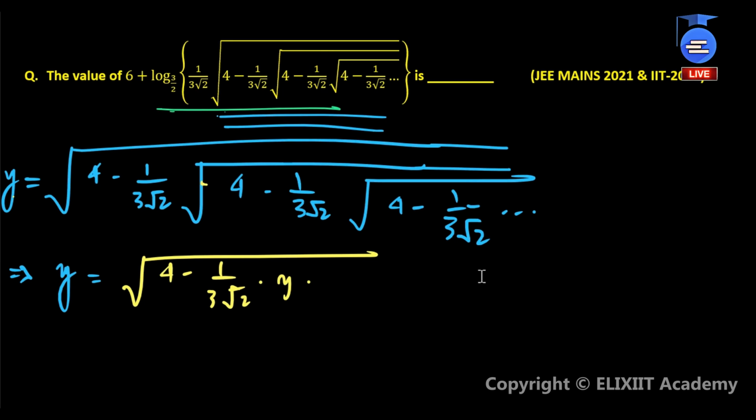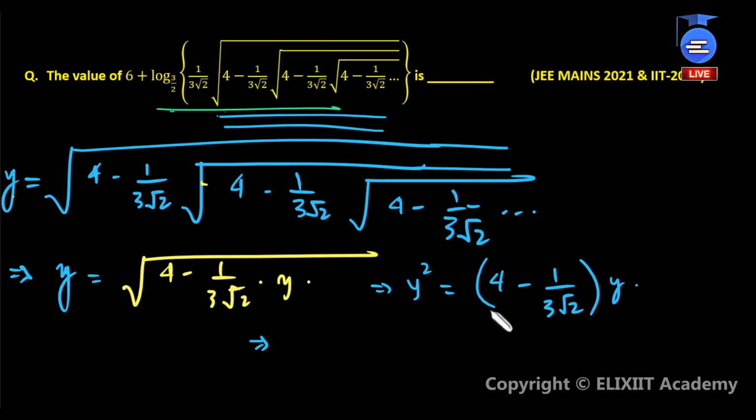Next, what will I do? Square both sides. So we have y square equals 4 minus 1 by 3 root 2 into y. We square both sides, nothing else. Now solve this quadratic. Then from there we are going to take the log afterwards, because we need to simplify this first. Simplify, find the value, then we are going to take the log.